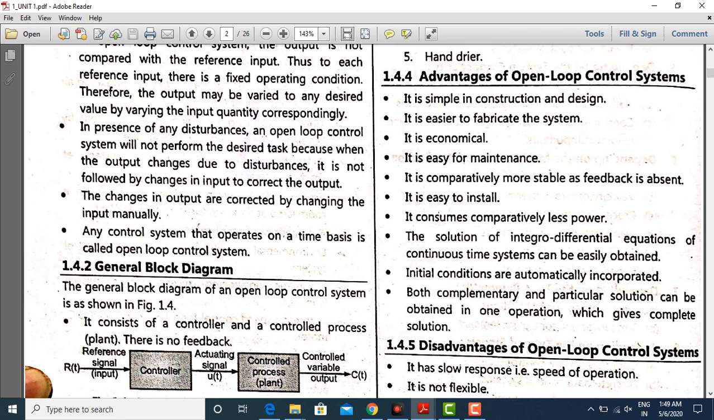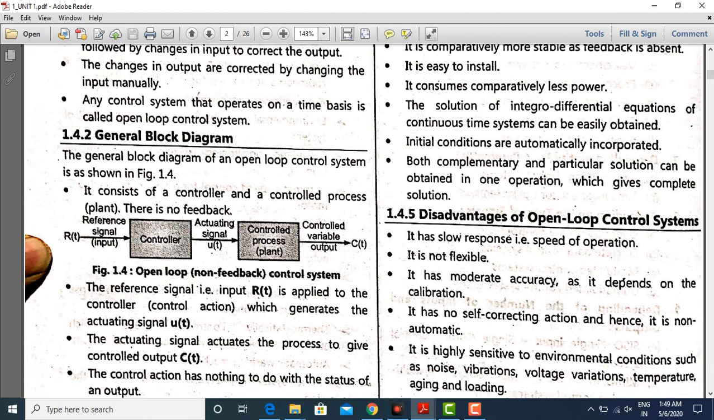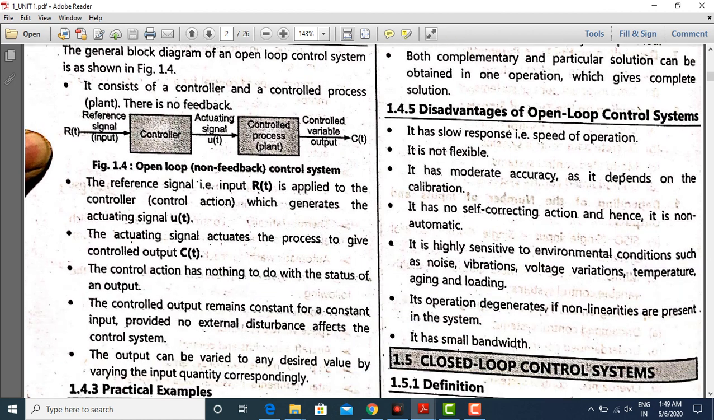The solution of integral differential equation of continuous time systems can be easily obtained. Initial conditions are automatically incorporated. Both complementary and particular solution can be obtained in one operation, which gives the complete solution. Now let's discuss the disadvantages.